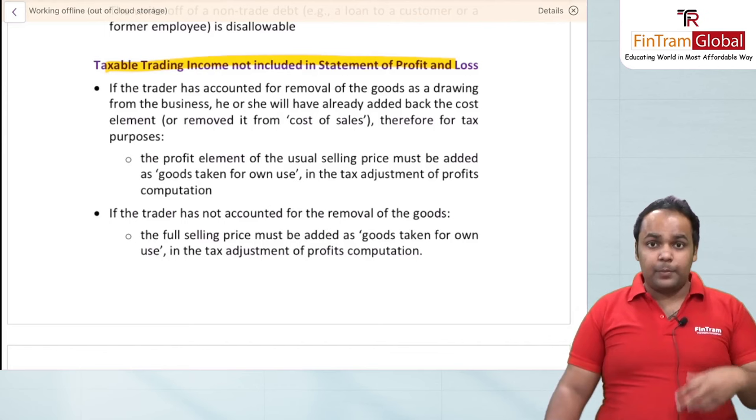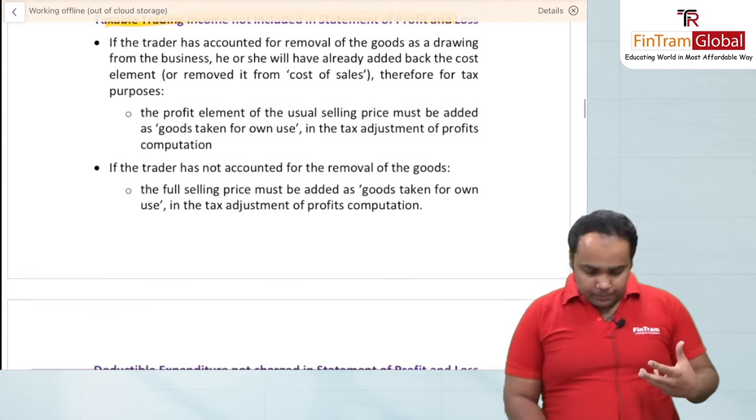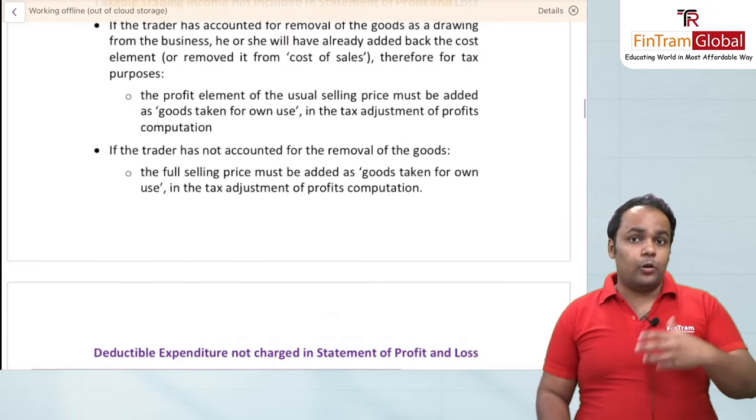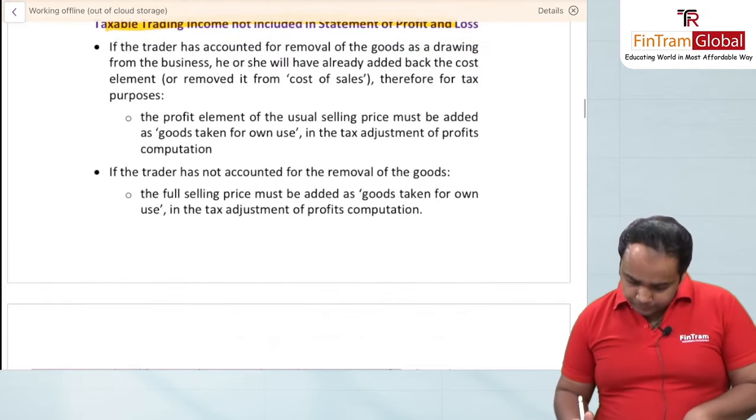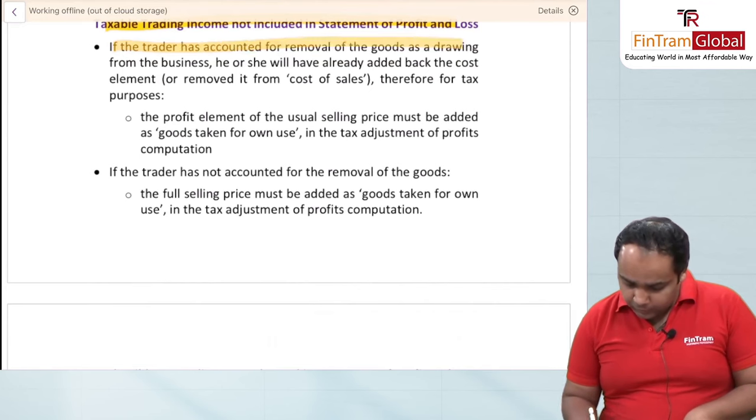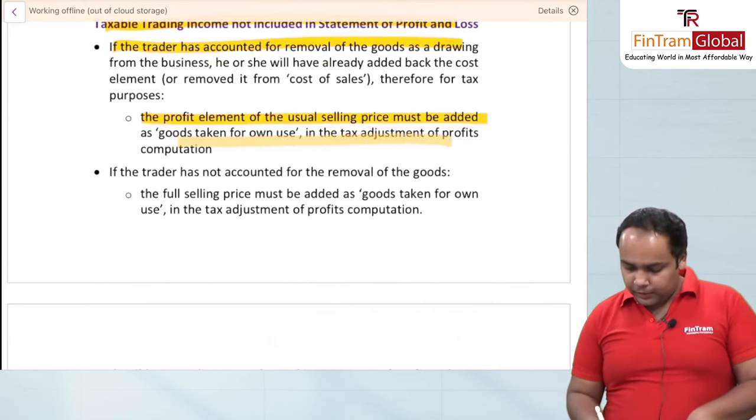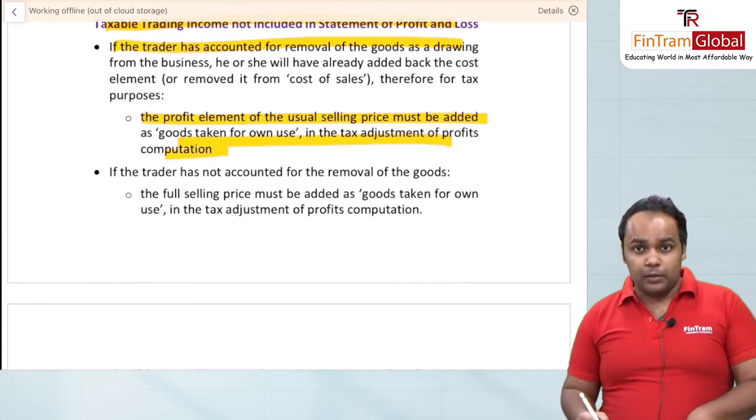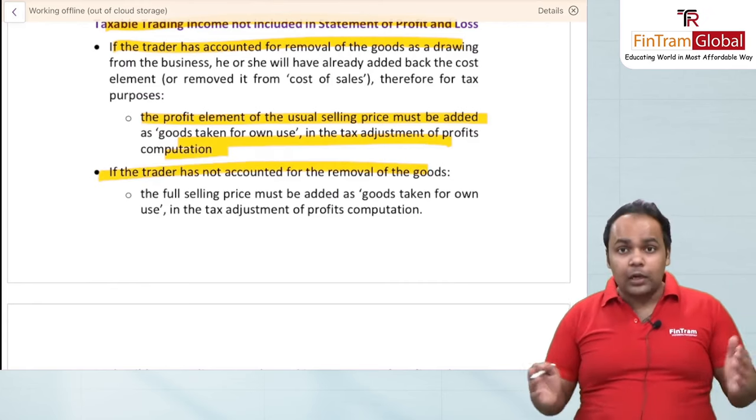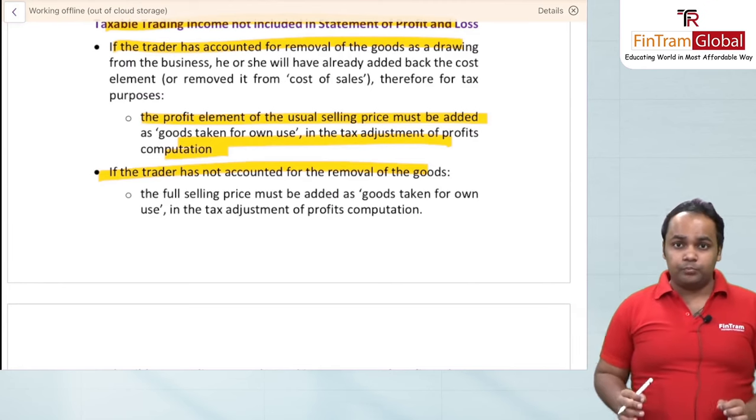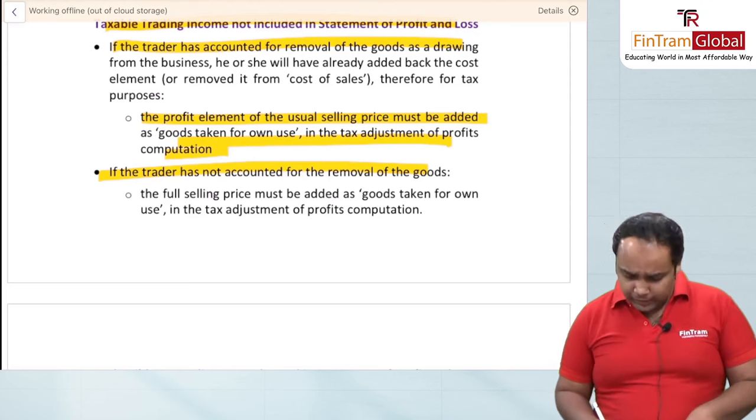In this case, it will depend on whether or not the trader has accounted for the goods. If they have accounted for the removal of goods, only the profit element must be added in the tax adjustment computation. If the trader has not accounted for it at all, then the entire selling price must be added in the tax profit.